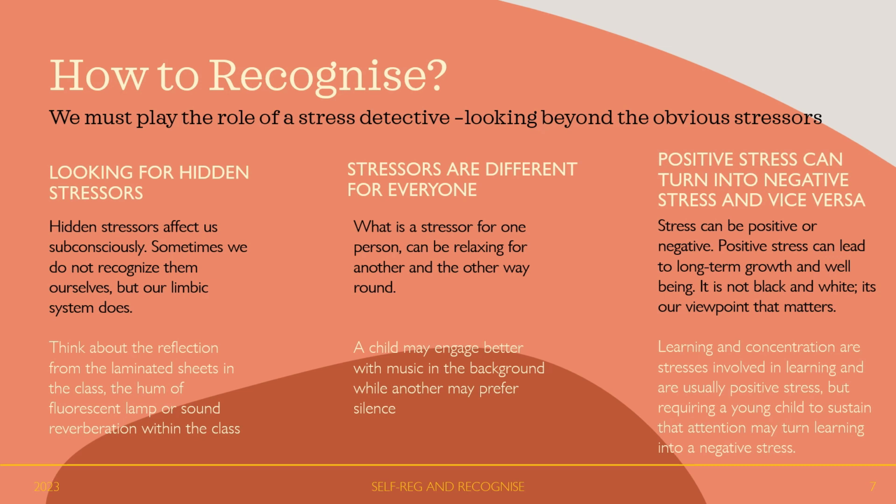To make things even more complex, stressors are different for everyone. What is a stressor for one person can be relaxing for another person, and vice versa. So, all human beings react differently to the same stimuli. Our reasoning bias can lead to mistakes in our appreciation for other people's behavior. Lastly, positive stress can turn into negative stress and vice versa.